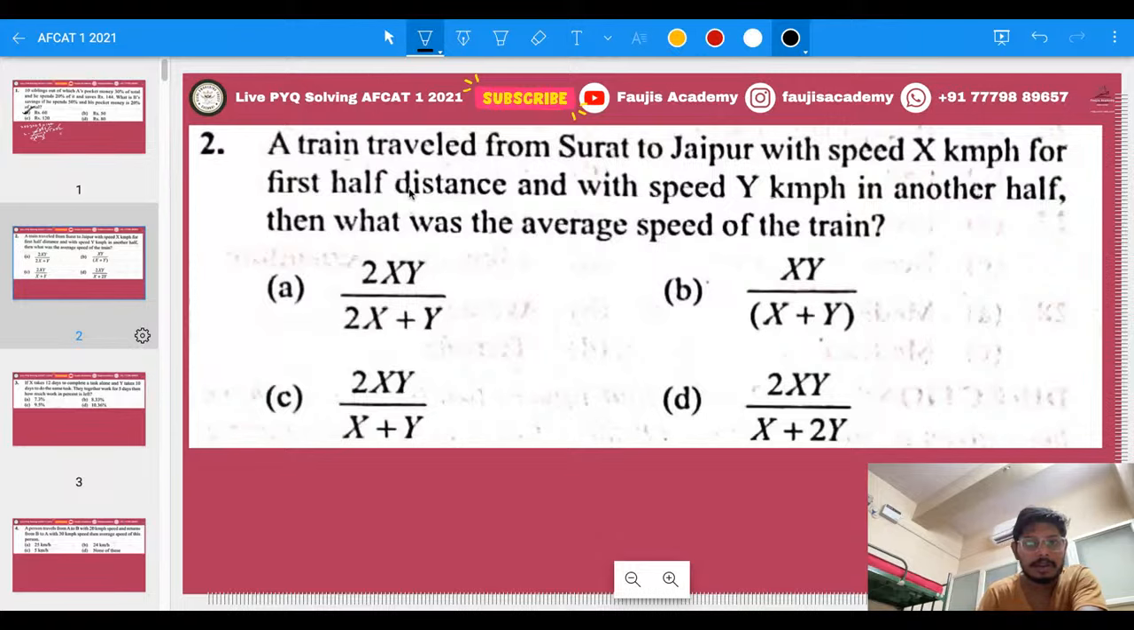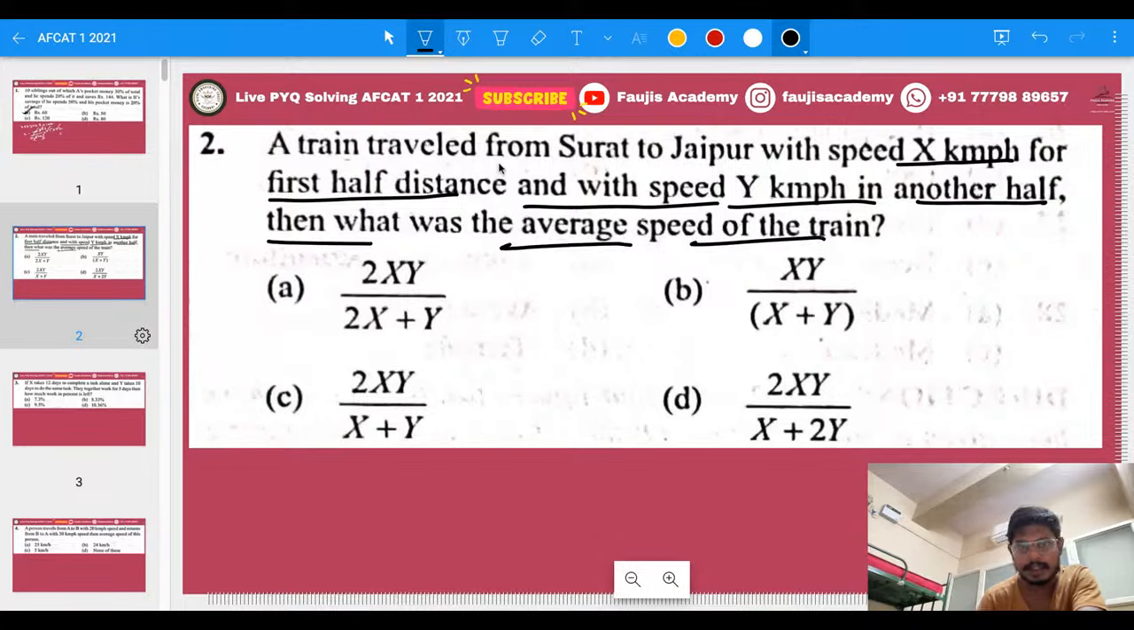Right. So a train travels from Surat to Jaipur with a speed of x kmph for the first half distance, and with y kmph for the other half distance, then what will be the average speed? Since the distance is constant, the average speed will be nothing but your harmonic mean, and it is given by 2ab by a plus b, and the same can be worked out by taking up values as well.